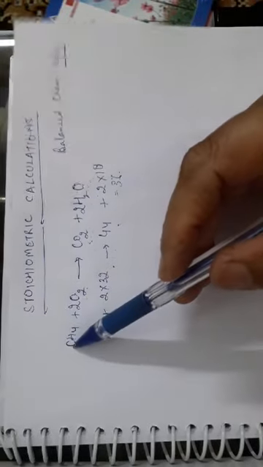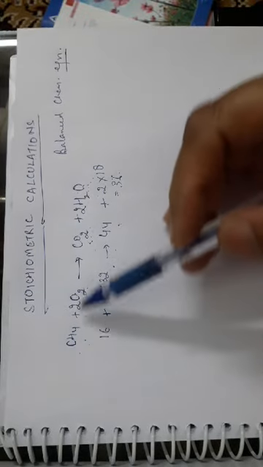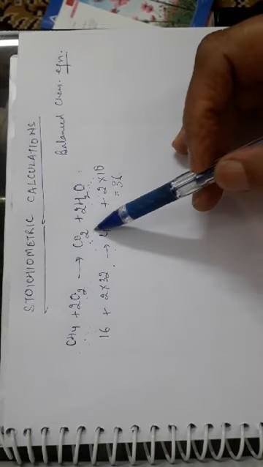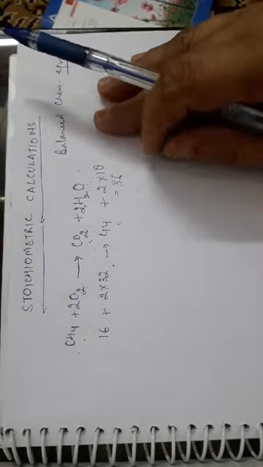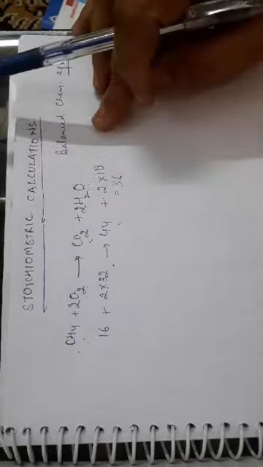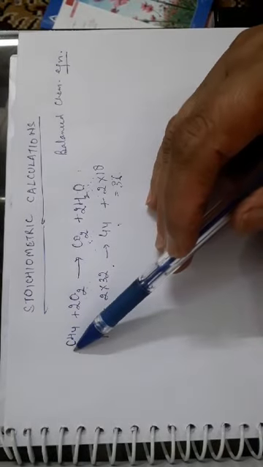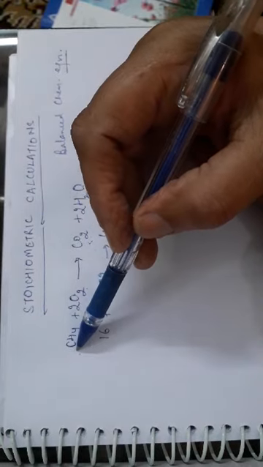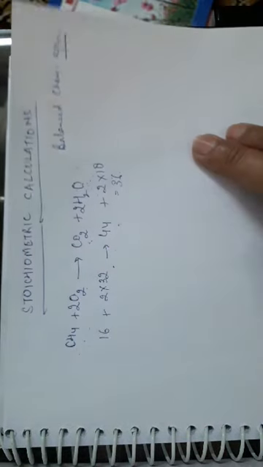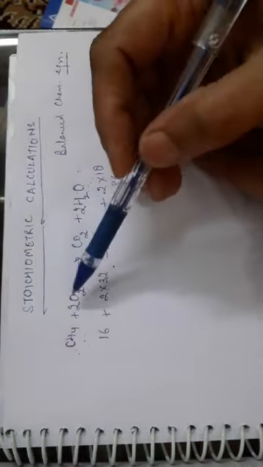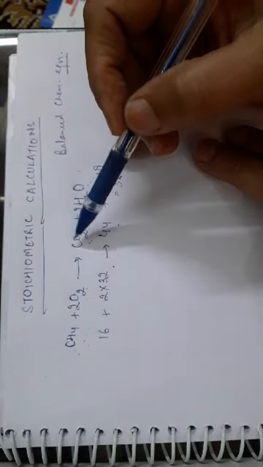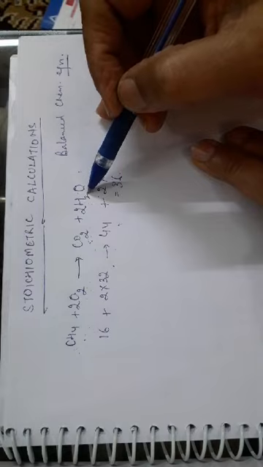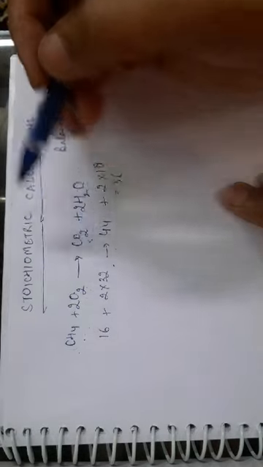The second information, how many moles of the reactants and products are reacting and how many moles of products are being formed. So 1 mole of methane, how many moles of this are here? The coefficient that is written along with the formula is showing the number of moles. 1 mole of methane is reacting with 2 moles of oxygen, giving you 1 mole of carbon dioxide and 2 moles of water.